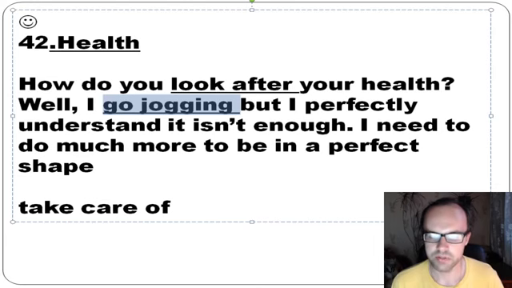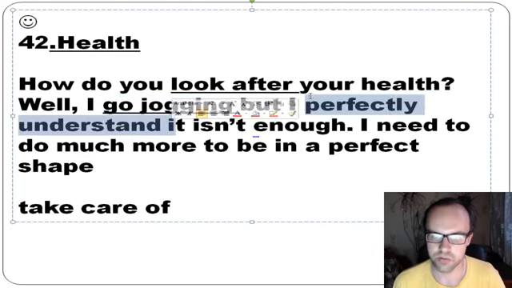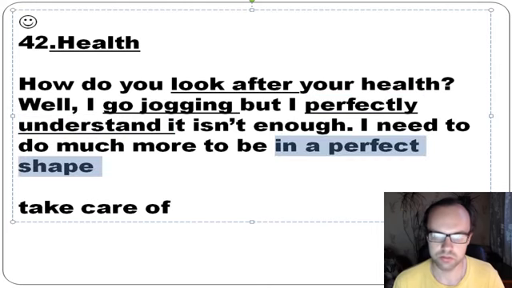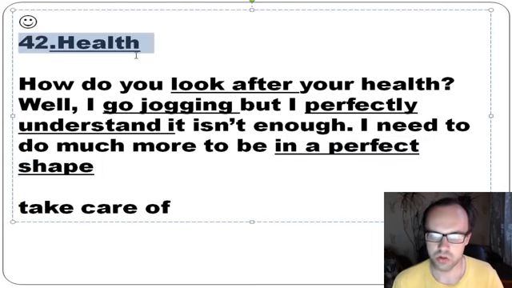We use the verb run when you do it really fast. If you do it slowly but not so fast, we use go jogging. So I go jogging. People usually go jogging in the park or in the forest. But I perfectly understand. Good phrase. I perfectly understand, or I really understand, it isn't enough. I need to do much more to be in a perfect shape. To be in a perfect shape means to have a good body and to be healthy. Well, so health, how do you look after your health? Well, I go jogging, but I perfectly understand it isn't enough. I need to do much more to be in a perfect shape.